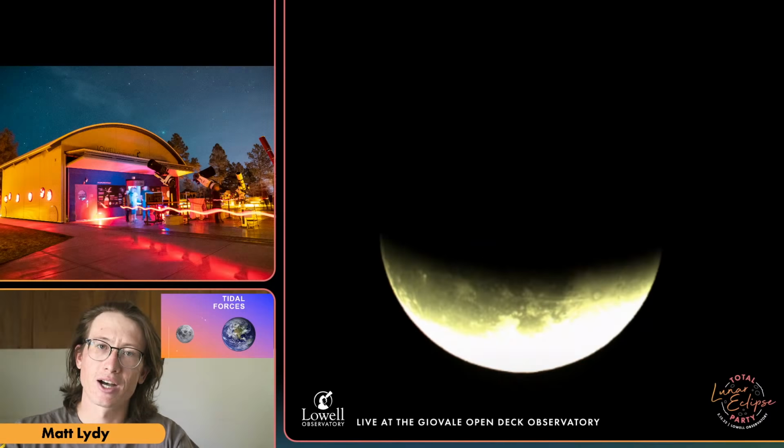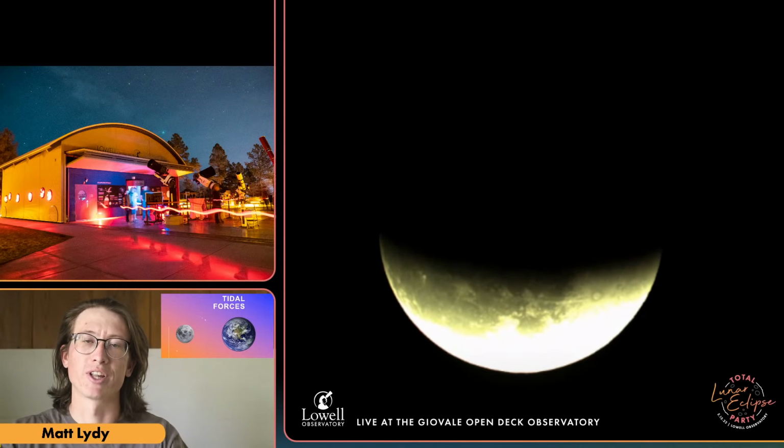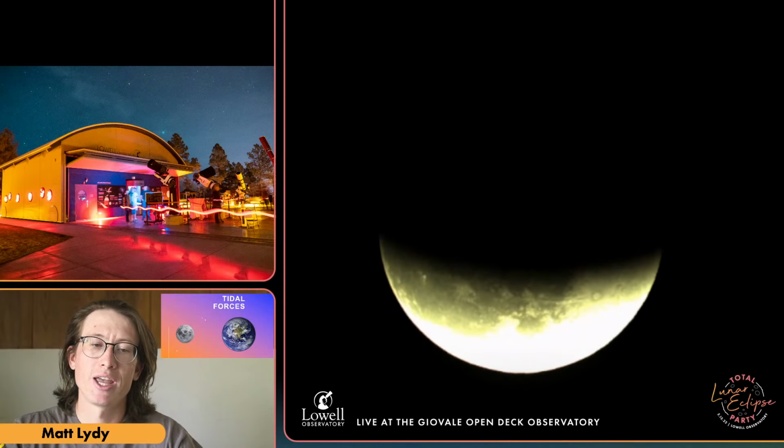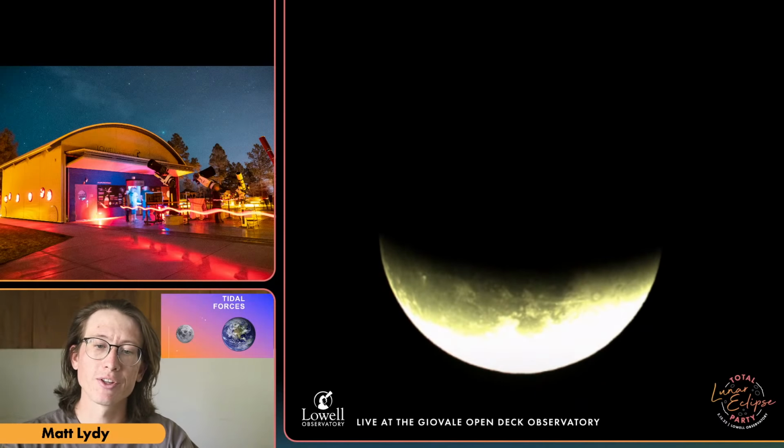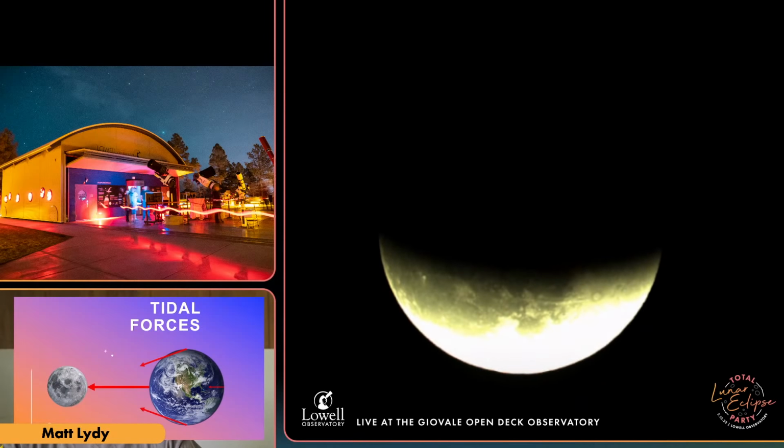Now what exactly causes these tides? What causes the water to move like this? Well, the main contributor is the moon, specifically the moon's gravitational force on the Earth. So if we look here, we can see these arrows on this diagram.